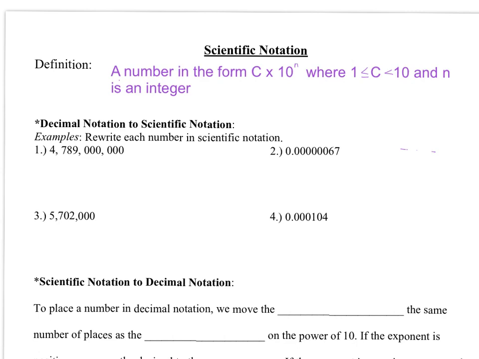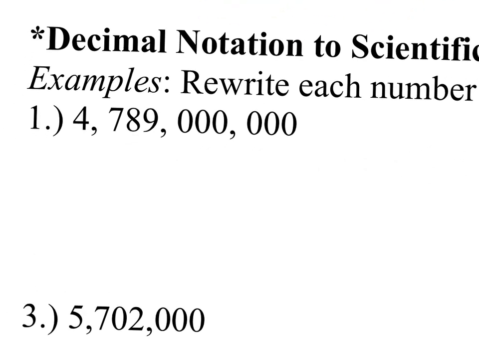So it says decimal notation to scientific notation. So it wants us to rewrite these super large numbers or these super small numbers using scientific notation. Now the general rule, guys, is if it's a really large number, you're going to have a large exponent. And if it's a small number, you're going to have a small exponent or a negative exponent. So let's look at number 1 and number 2.